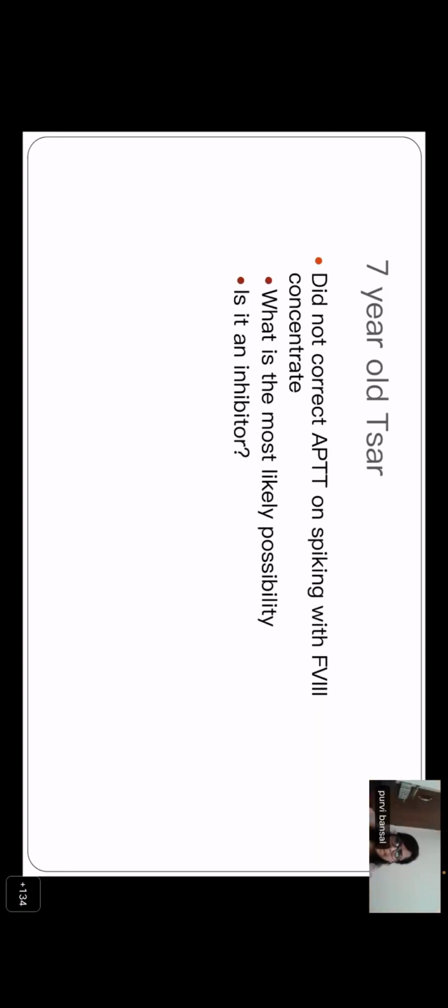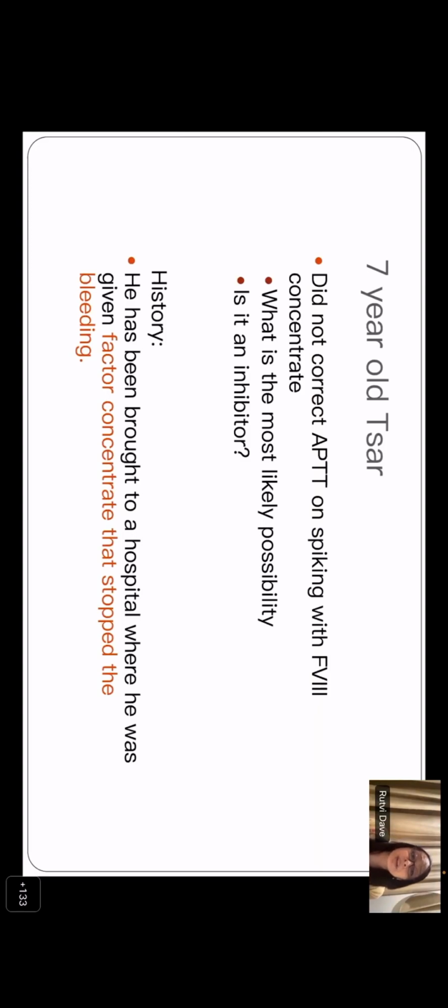Is it more towards factor 9 deficiency? Yes, very good. Because it cannot be a high titer inhibitor, since we were getting correction in the previous mixing studies. And even if you look at the history, the patient was responding to the factor concentrate recently and the bleeding was stopped. So we performed the APTT after spiking it with factor 9 concentrate and it showed complete correction.